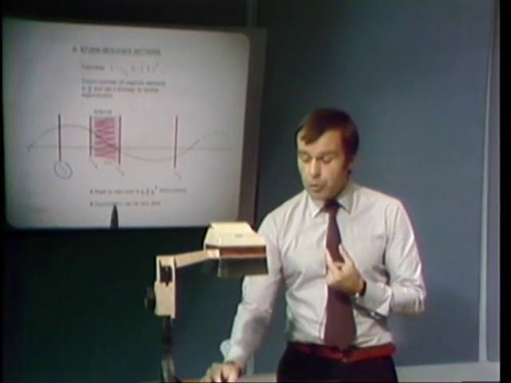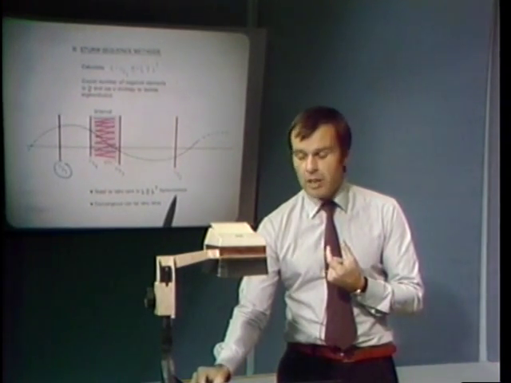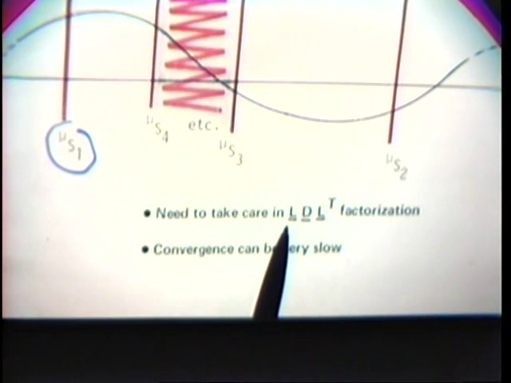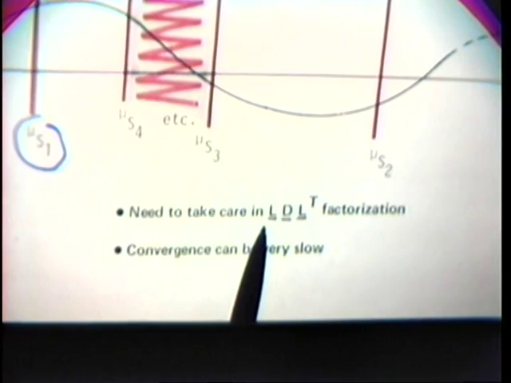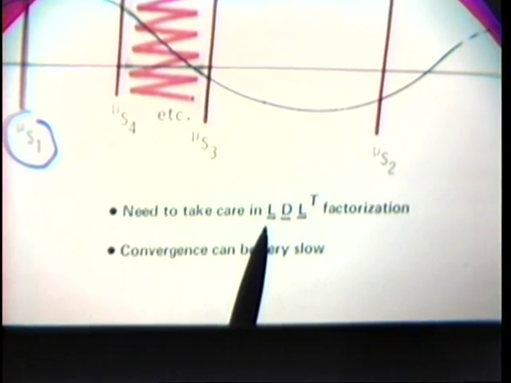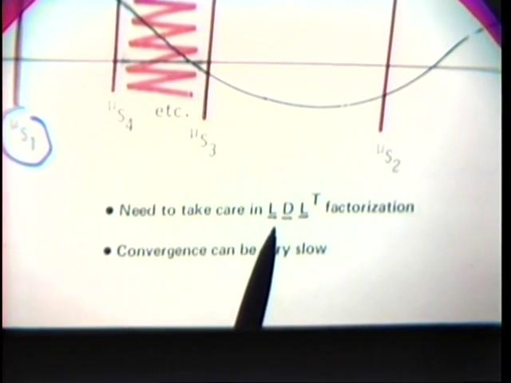We, of course, have to take care in the LDL transpose factorization, because we are not working on a positive definite matrix. The multipliers must be small. The L_ij elements must remain small in the factorization. But provided that is the case, the round-off errors are small and the procedure is very stable.